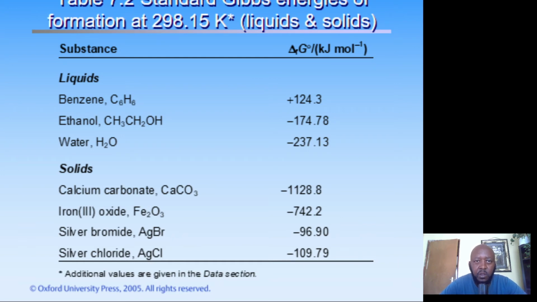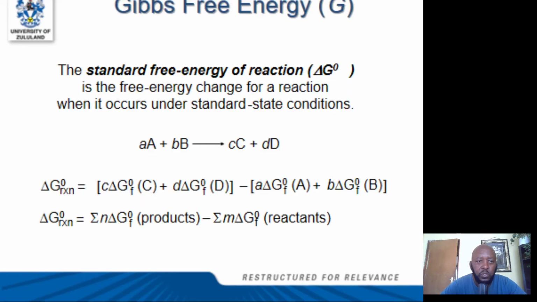If you are given a simple question, say, calculate the Gibbs free energy, and you don't have the enthalpy and you also don't have the entropy, it means you are simply going to utilize this equation to calculate the Gibbs free energy. And to utilize this equation, you need to know table 7.2. It is there in your textbook. If you are writing a test, you will always be provided with these values.